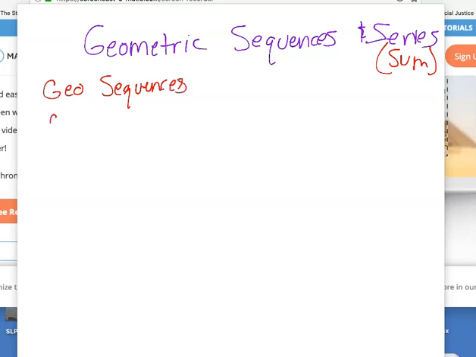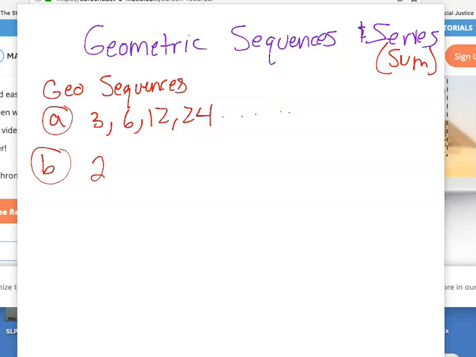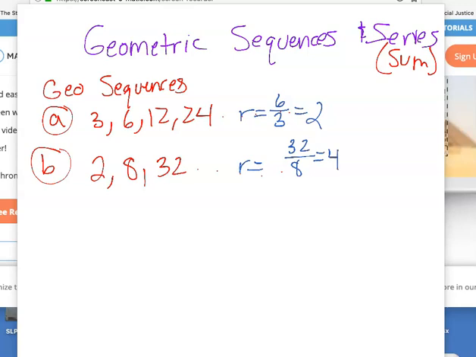Those were ones like 3, 6, 12, 24, and it kept on going. We might have had 2, 8, 32, and it kept on going. And all of these we said had a ratio. To get a ratio, if we're not sure, we take a term divided by the previous term. So our ratio is 2. For the second one, we take a term, and it doesn't matter which one, divided by the previous term, and our ratio is 4.